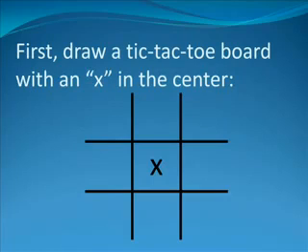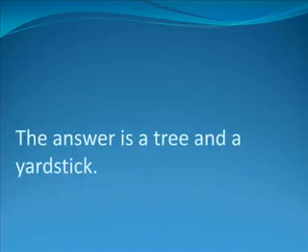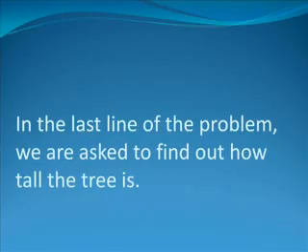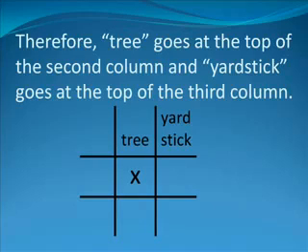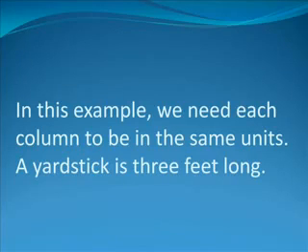First, draw a tic-tac-toe board with an X in the center, just as we did in the previous example. Next, ask yourself what 2 objects are being compared. The answer is a tree and a yardstick. In the last line of the problem, we are asked to find out how tall the tree is. Therefore, tree goes at the top of the second column, and yardstick goes at the top of the third column. The characteristics being compared are the height of the objects and the lengths of their shadows. Thus, we fill in the box as follows.